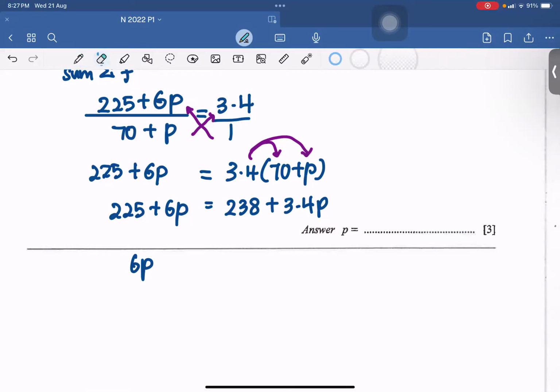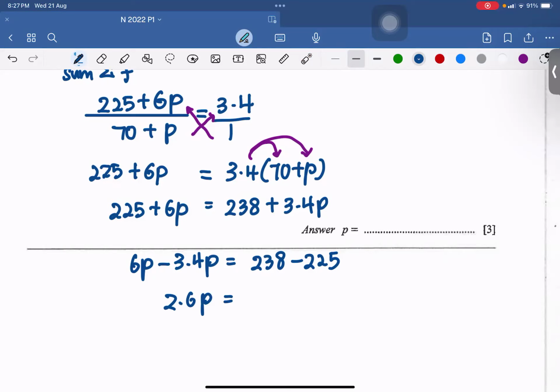Who has to come over to this side? 3.4P. This is plus, addition, come over here, minus 3.4P. Correct. Then the number 238 is the original citizen who migrates over to the other country, 225, so it becomes negative. Let's work this out. 6 minus 3.4, the answer is 2.6. 238 minus 225 is 13.